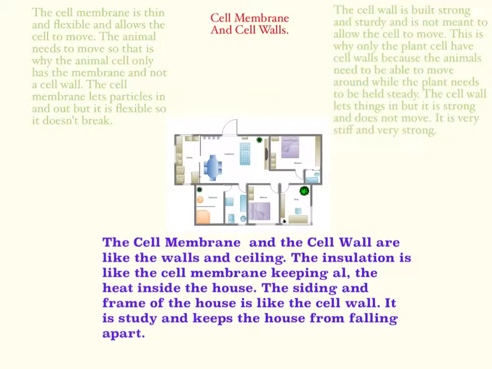The cell membrane and the cell wall are like the walls and ceiling of a house. The insulation is like the cell membrane, keeping the heat inside the house. The siding and frame of the house is like the cell wall. It is sturdy and keeps the house from falling apart.